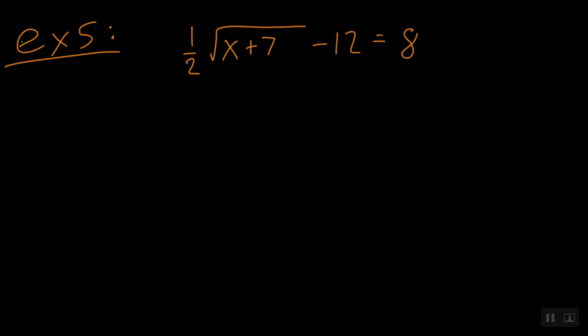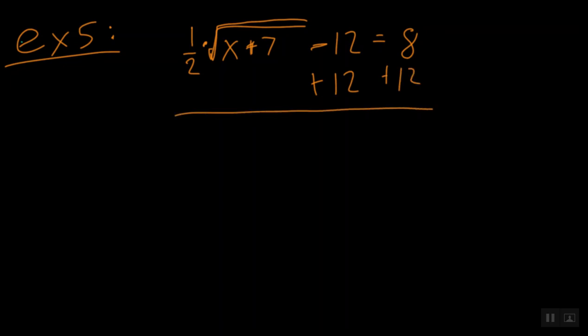When I look at this, I ask myself, what do I get rid of first? My multiplication, my square root, my addition inside the grouping, or my subtraction? Well, we should know that we always get rid of our subtraction on the outside of the function first. So how do you get rid of minus 12? Well, we can do plus 12 and plus 12.